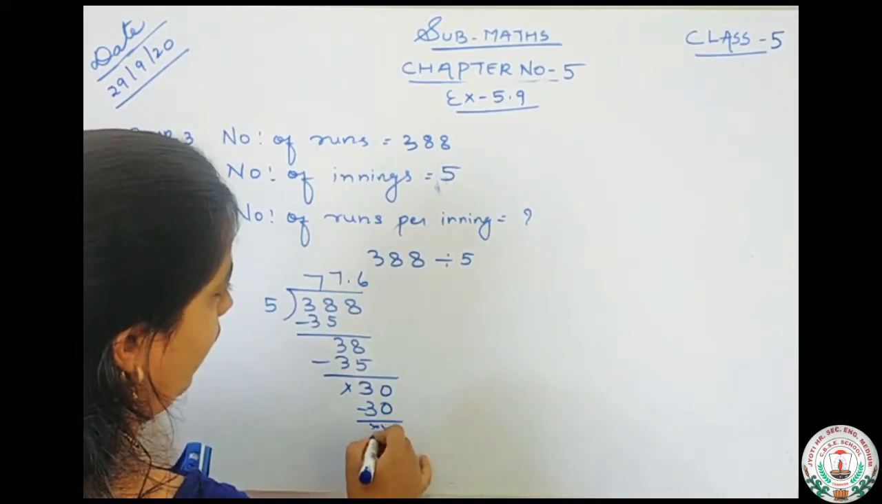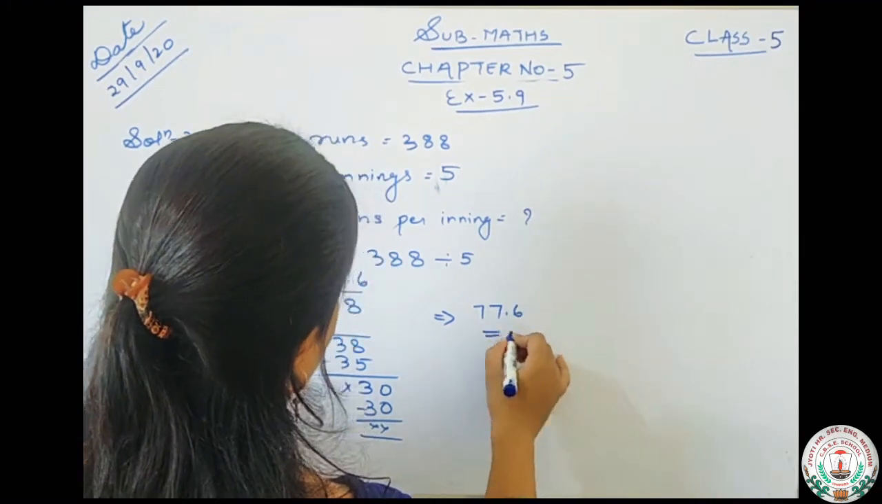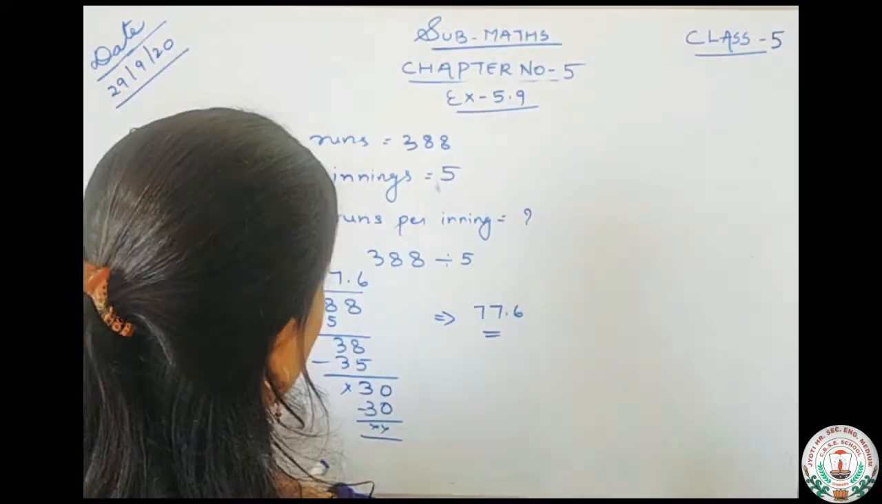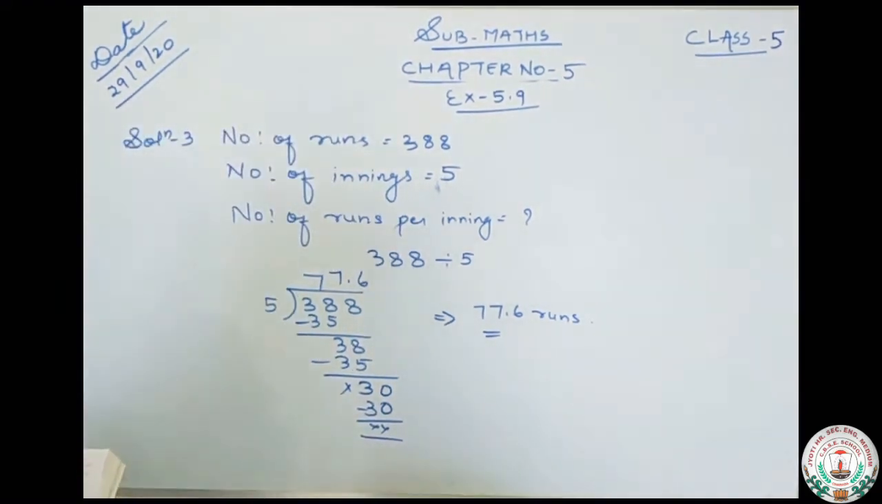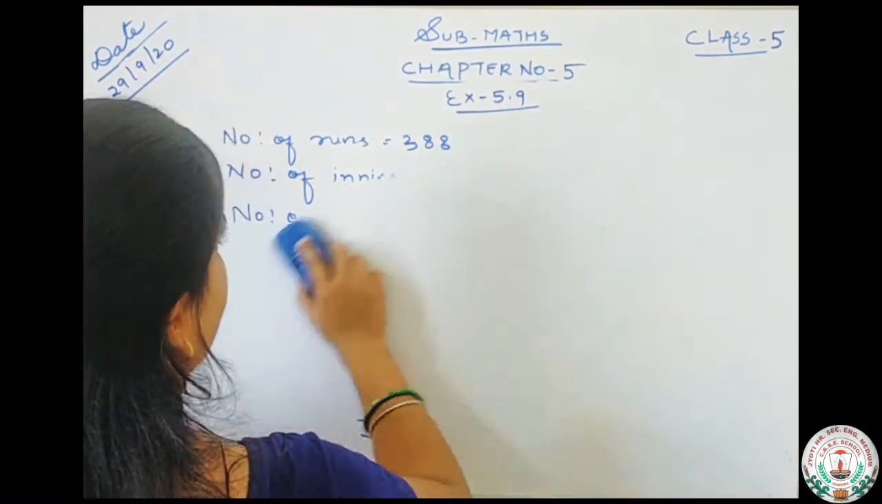So what is our answer? Our answer is 77.6. Means the batsman scored 77.6 runs in each inning if he has played 5 innings. Okay. Now question number 4.